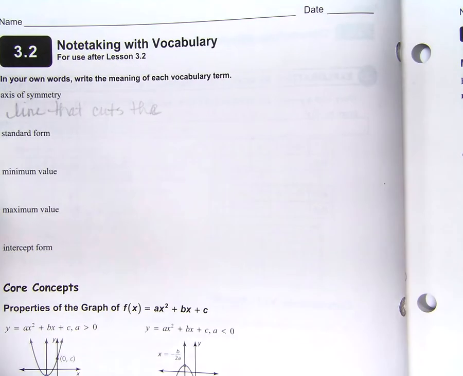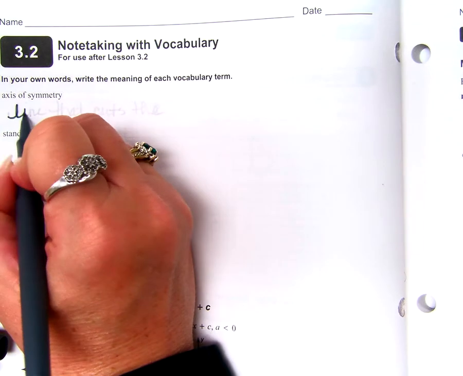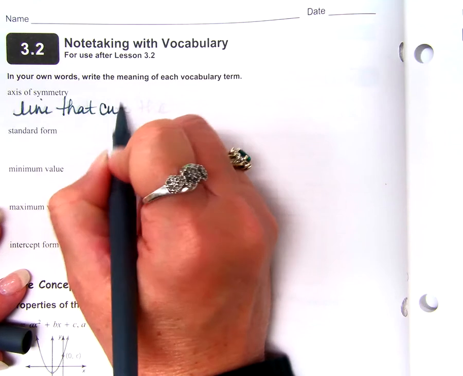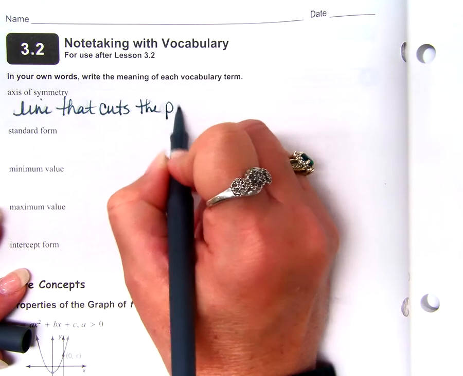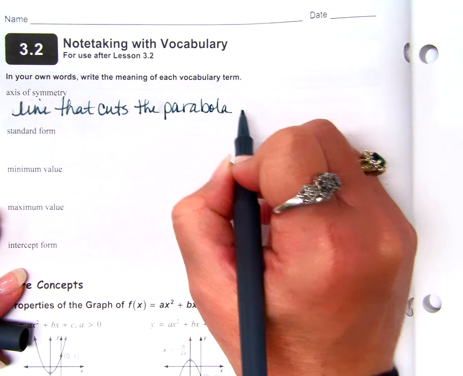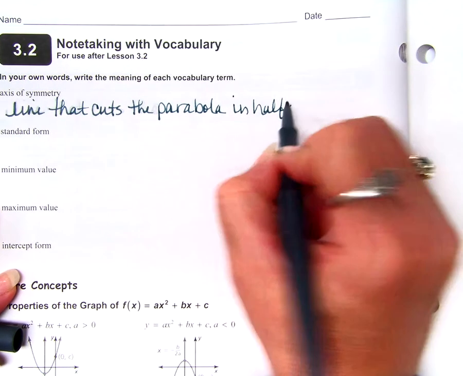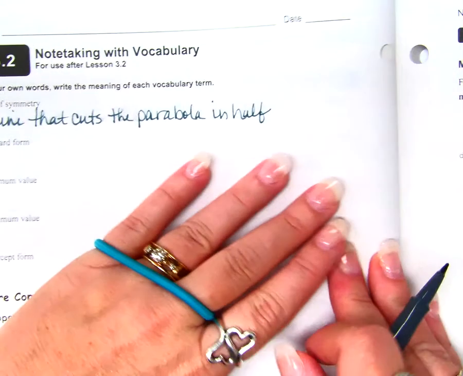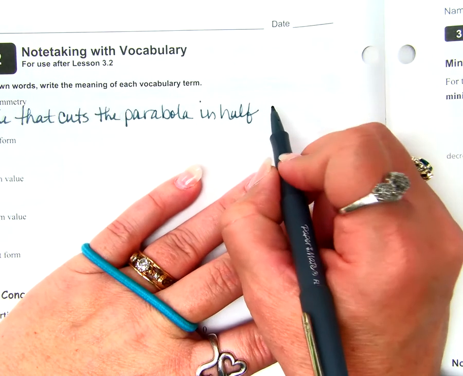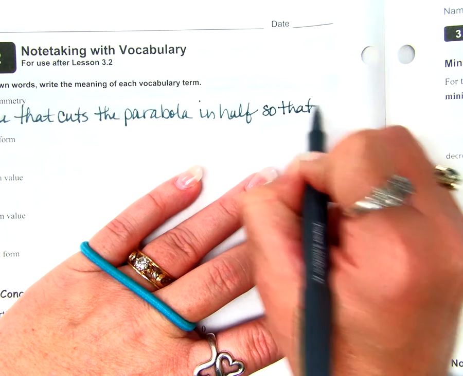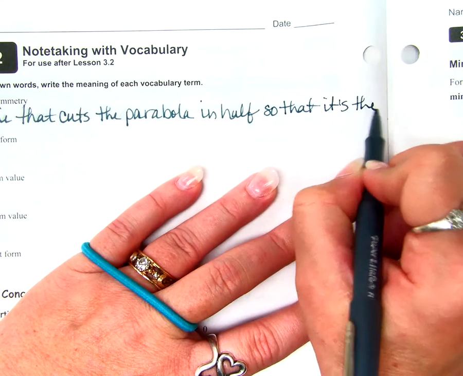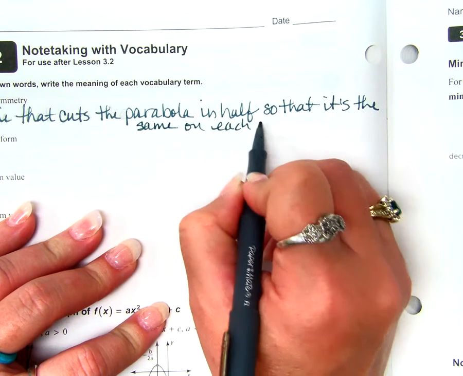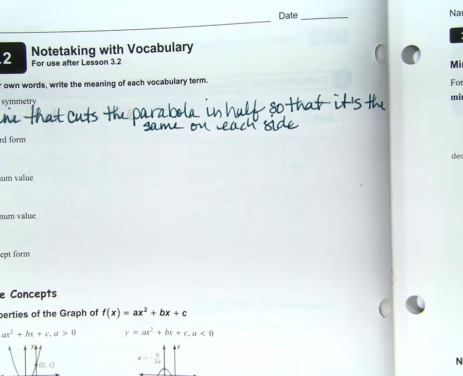Whoa, you can't even see that at all. Let me try again. It's a line. Is that better? That cuts the parabola in half so that it's what? You guys said it a minute ago. So it's the same on each side, right? That's what you said, right? Okay.